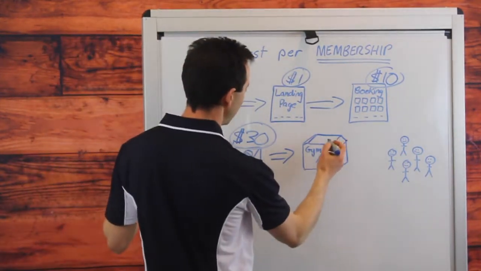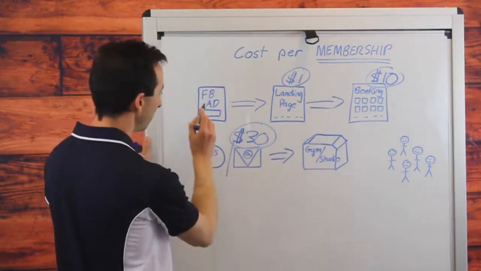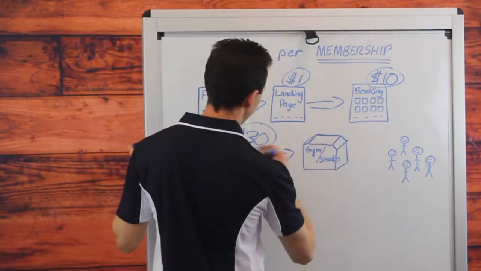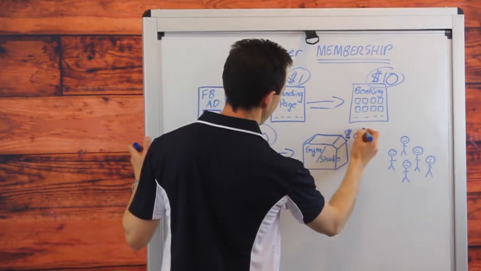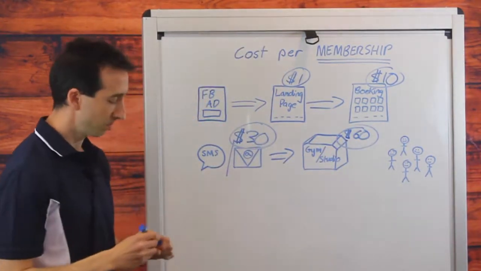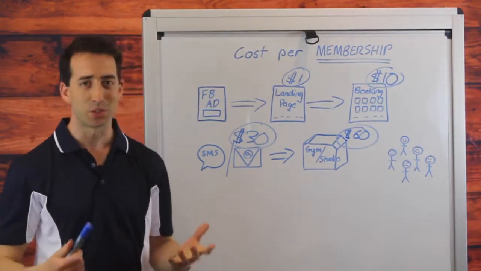So therefore, to get someone to walk in the door from your ad cost us 2 lots of $30, right? So let's call that $60. All right, so $60, someone walks in your gym and that's what you've paid, right?